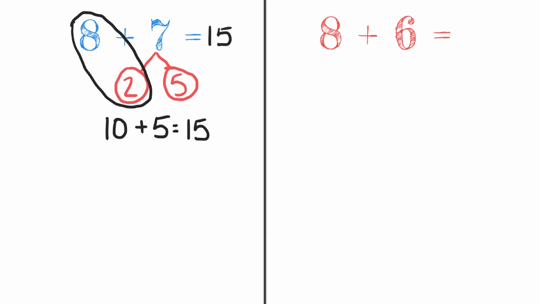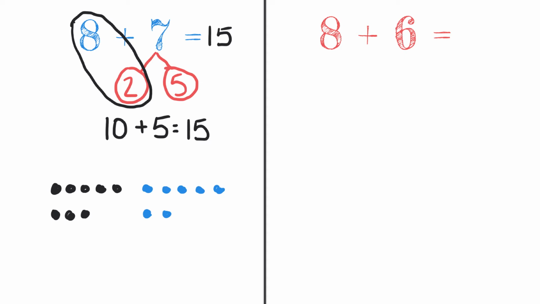Now, if I needed to, I could draw this out with some dots just to make sure I'm on the right track. So I could draw out 1, 2, 3, 4, 5, 6, 7, 8. So there's my 8, and then I'm going to be adding in 7. So let me add in 7 dots. 1, 2, 3, 4, 5, 6, 7.